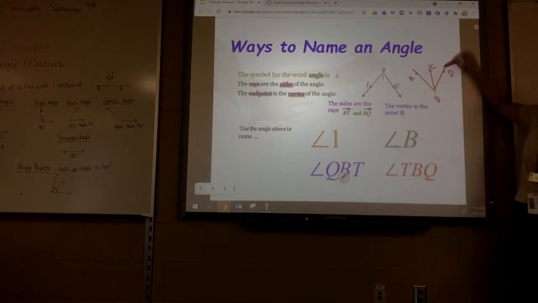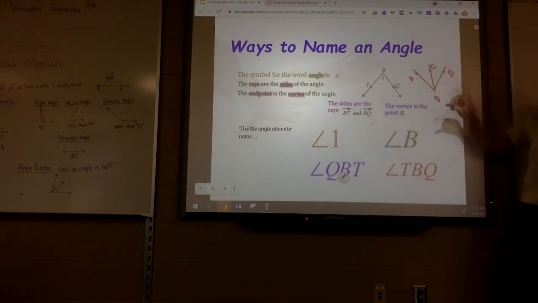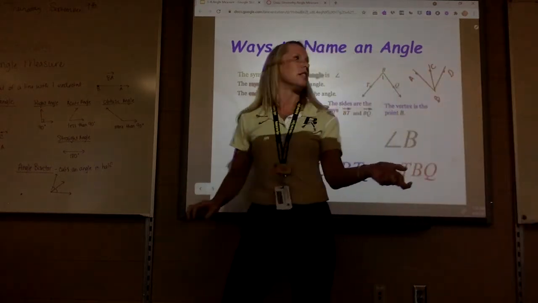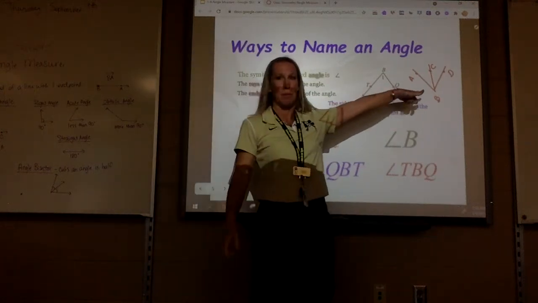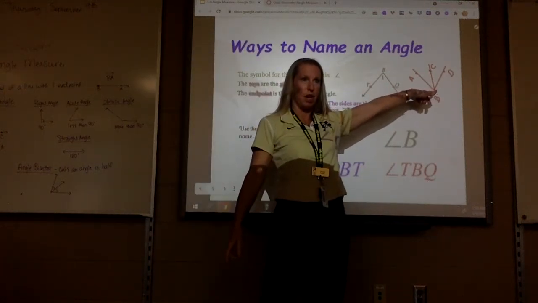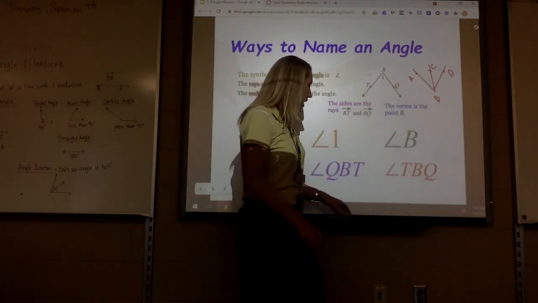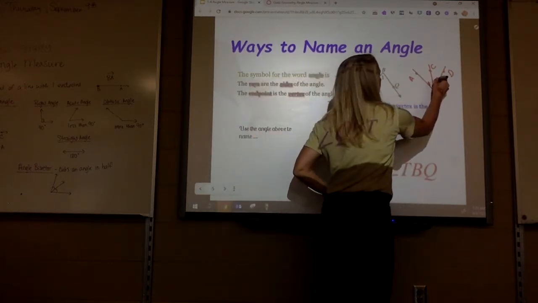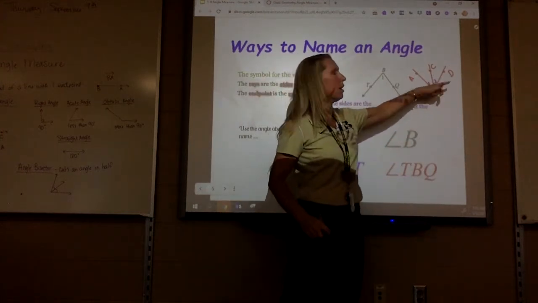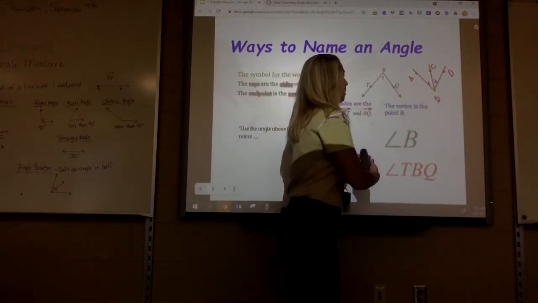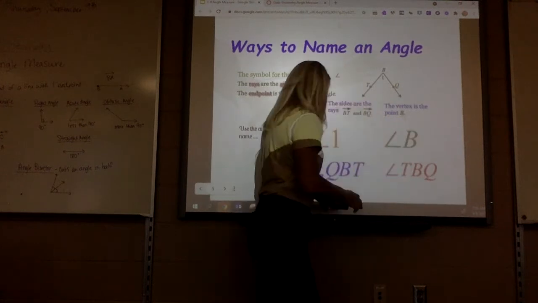If I was talking about the big angle, ABD or DBA. So if an angle is connected to another angle, you can't just name it by the vertex letter. Are you guys clear on that? If it's all by itself, it's okay. Now, if there was a 1 and a 2 in there, I could say angle 1, angle 2.